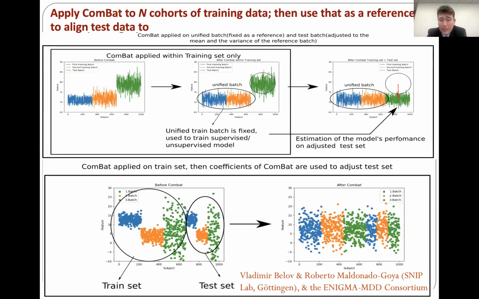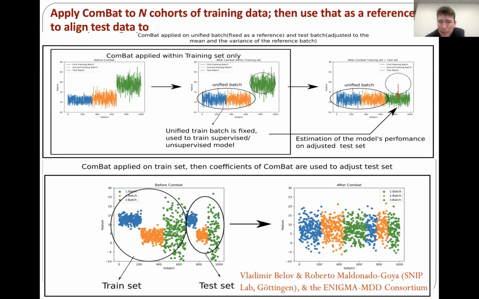And just to sort of explain this more, this is work by Vladimir Belov and Roberto Maldonado Goya and the ENIGMA MDD working group. They've been doing multi-site machine learning for some time, and they show how to apply ComBat to adjust data within the training set only. And then that becomes a reference where test data's distributional moments, at least of the residuals, can be brought into line with the training data.